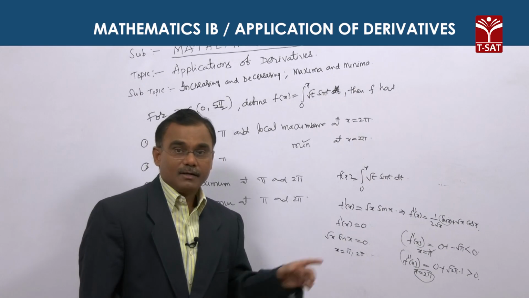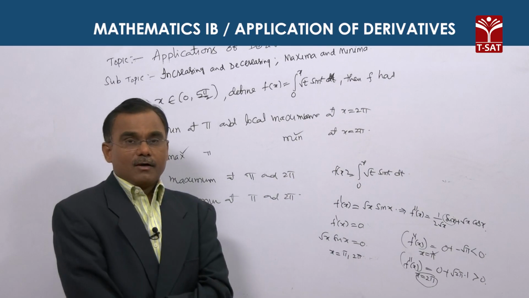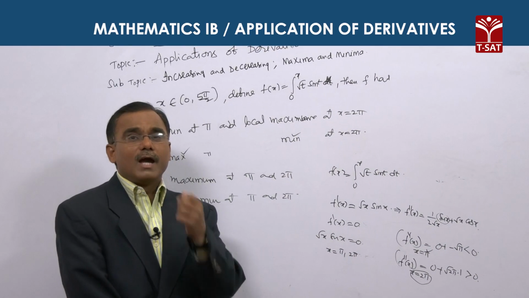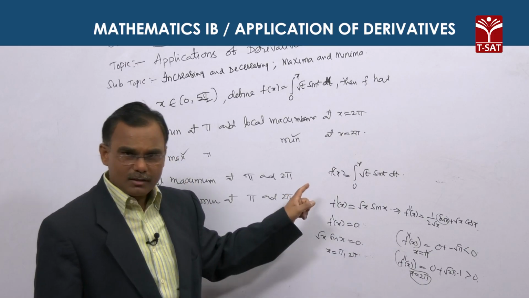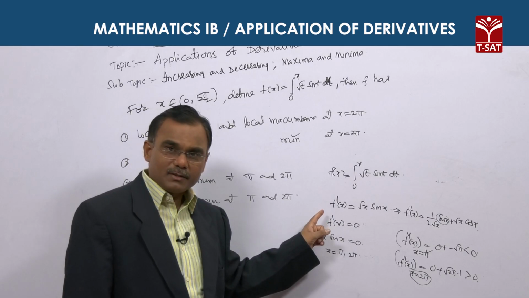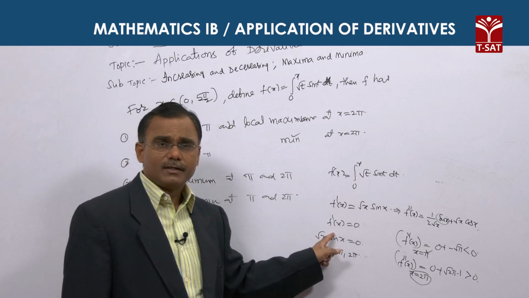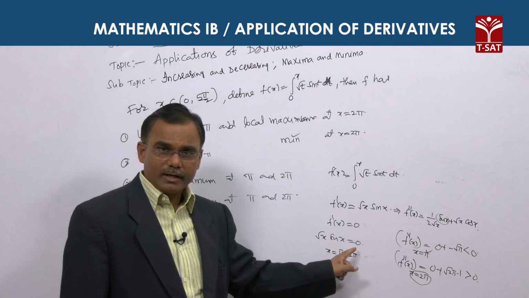Second response is correct. What is given? f(x) is given in terms of an integral. Find the maximum and minimum, at which values of x. First, f(x) is given, so using the Leibniz rule, find f'(x). For maxima or minima, f'(x) equals 0. Right, √x into sin x equals 0.